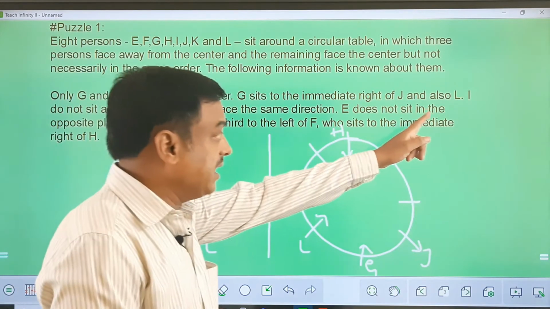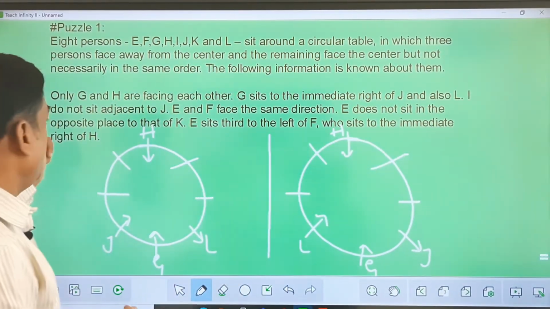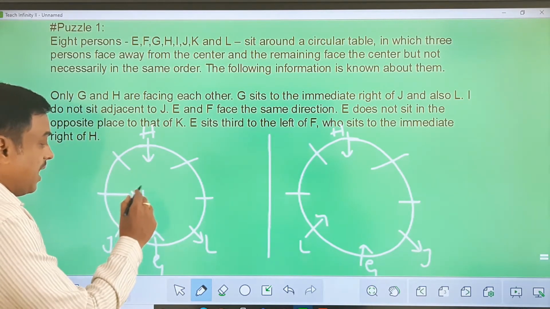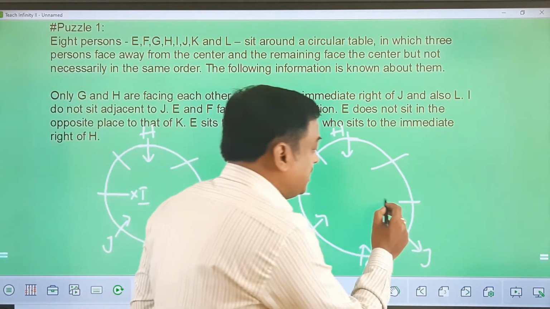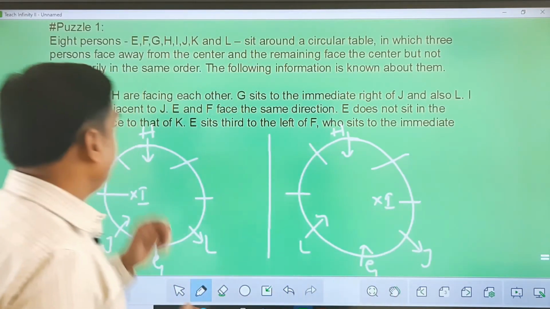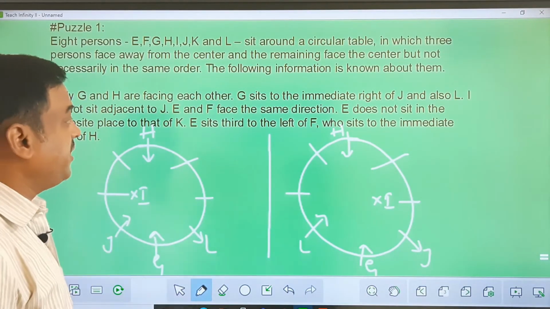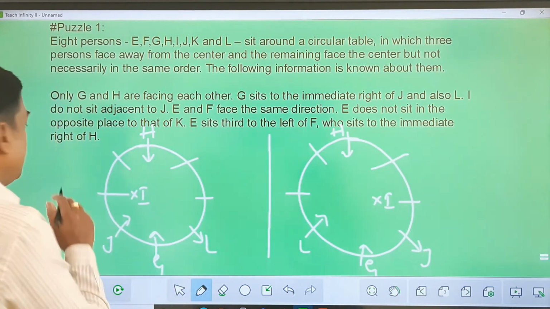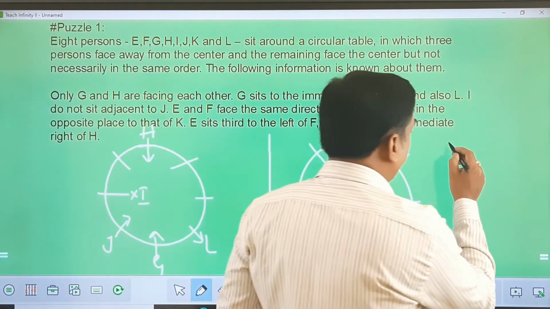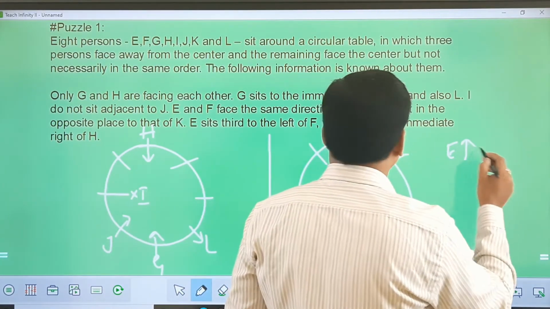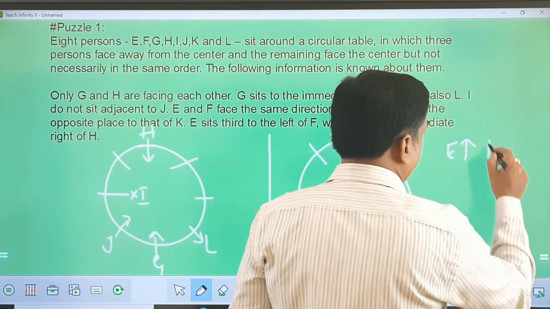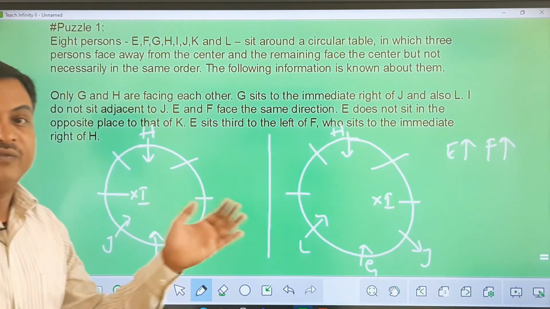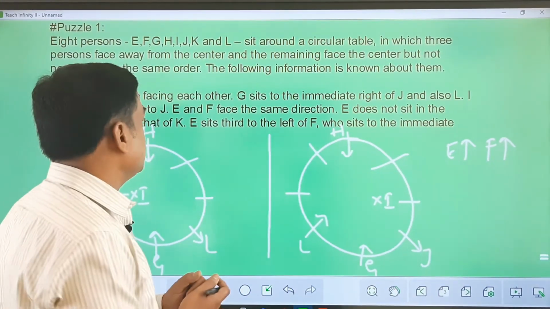Next, I, continuation, I do not sit adjacent to J. So in this case, this cannot be I, I'll indicate in that way, and in this case, this cannot be I. Okay, next, E and F face the same direction is said. I don't know where is E and where is F, but I'll take a note of that point here. In future, this will be useful. E and F both are facing the same direction here. You see, I'm just indicating that way. It does not mean that they're facing the center or away to the center here in this case.